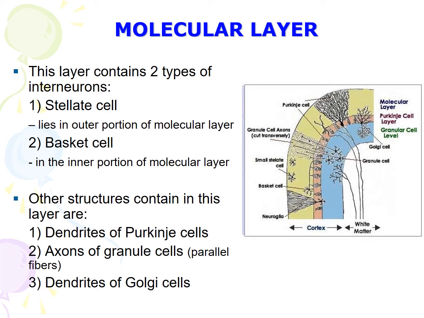The molecular layer contains two types of interneuron. The first interneuron is called the stellate cells, and the second interneuron is called the basket cells. Stellate cells are present mostly in the outer part of the molecular layer, whereas the basket cells are present in the inner part of the molecular layer. Besides these interneurons, you also have other structures such as dendrites of Purkinje cells, axons of granular cells, and dendrites of Golgi cells.